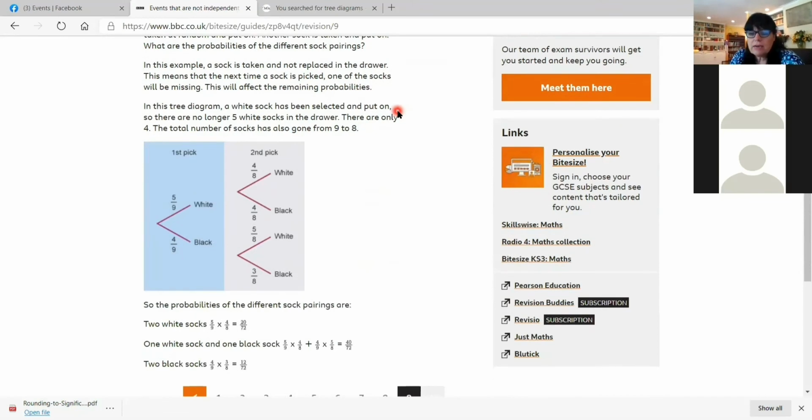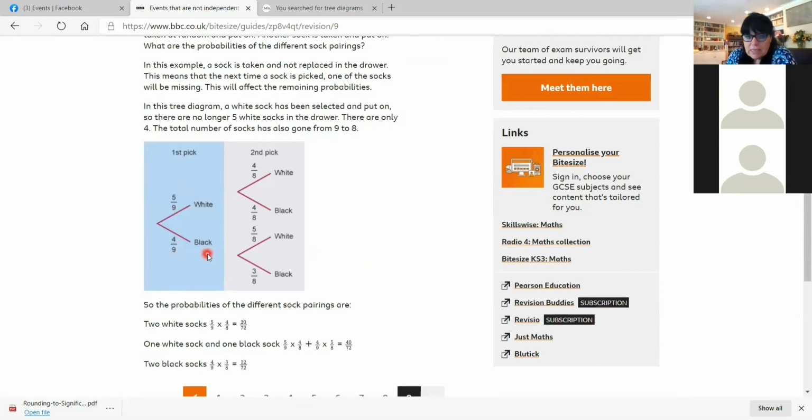So they've done a tree diagram. Can you see it? And they said there are 9 socks in the drawer. So there are 5 that are white, 4 that are black. So it's very simple. The probability of picking a white one is 5/9. The probability of picking a black one is 4/9.